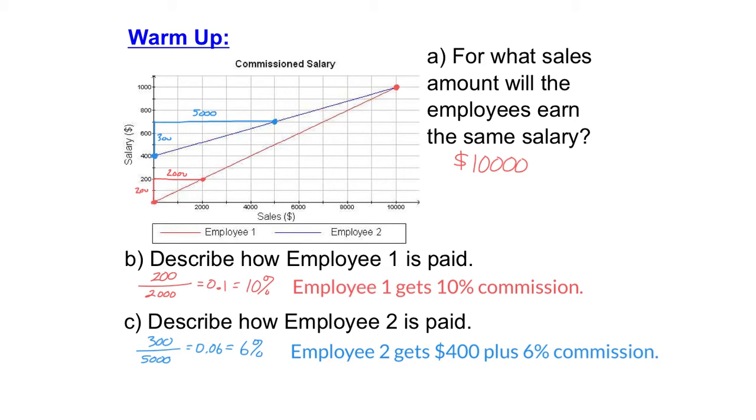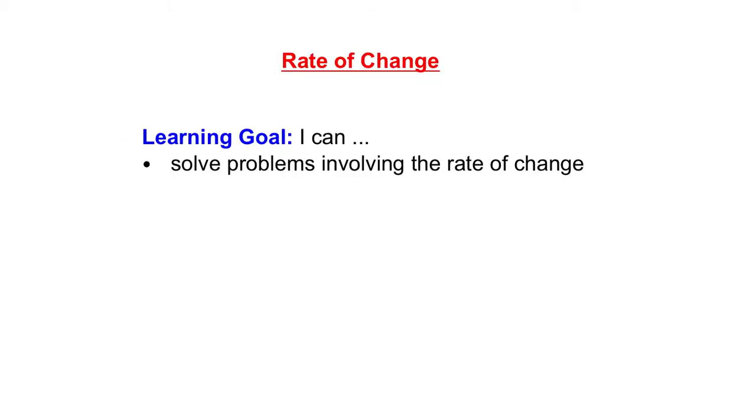Okay, so this leads into the lesson topic, which is rate of change. So using the rate of change, we can solve problems like we did above in the warm-up. Now rate of change, you may have heard the word slope. Rate of change and slope are kind of talking about the same thing when we're looking at a graph. So you might have used both of those terms, rate of change or slope, in previous math classes.